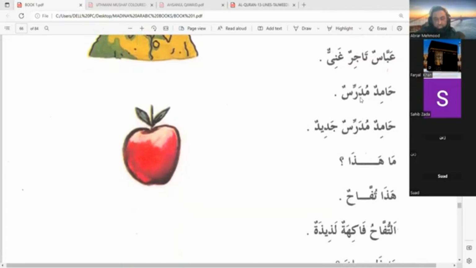Hamidun Mudarrisun. I'm going to pick out a name. Brother Bilal, let's go for you first. Hamidun Mudarrisun. So Hamid is an adjective or a noun? Hamid is obviously a noun. Mudarrisun is a profession, an adjective. Yes, because we're discussing the rule of Mawsuf Sifa.